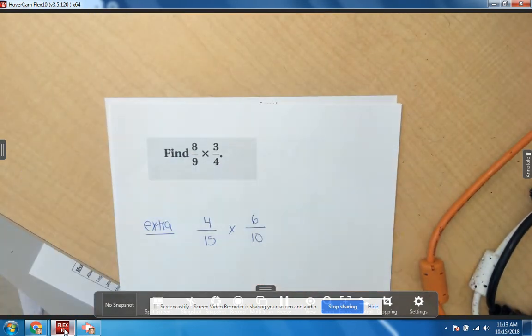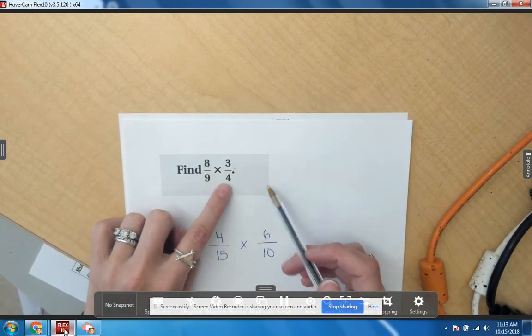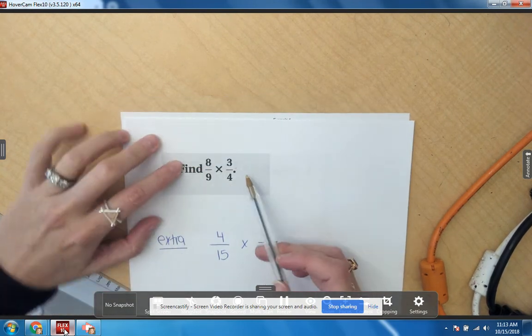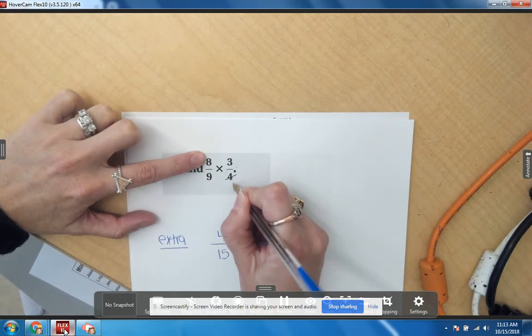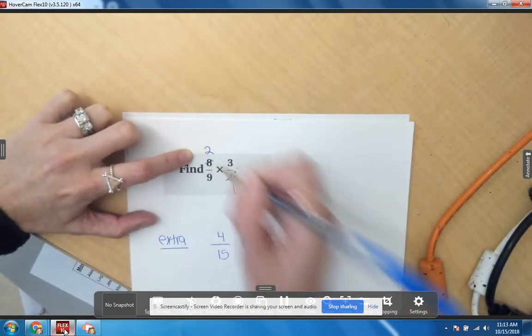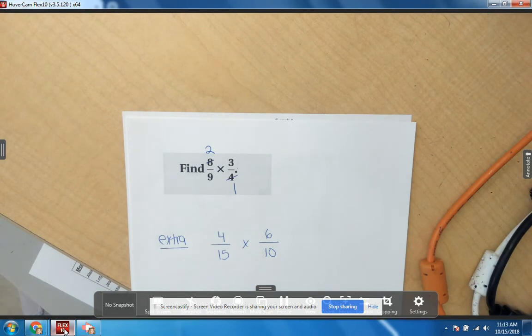Okay, let's try this one. I'm going to do this one, and then I have a couple for you to try. So I have 8/9 and 3/4. I'm going to check to see if I can cross cancel. Diagonally across, I have a 4 and an 8. 4 divided by 4 is 1. 8 divided by 4 is 2. So I divided them both by 4. Now I have 3 and 9.